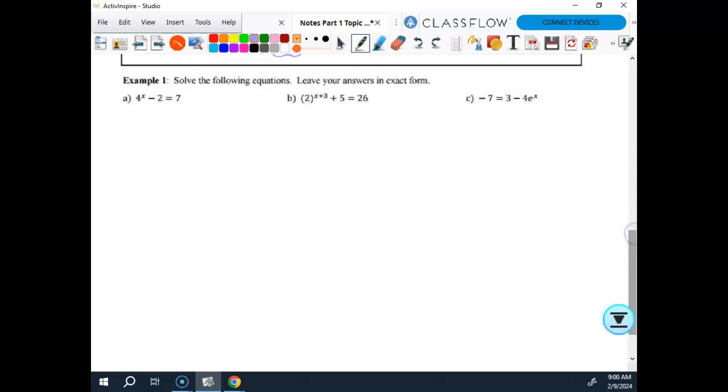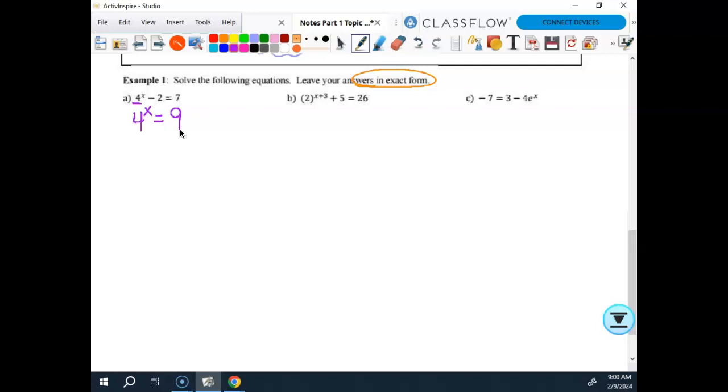All right, so let's look at what's happening here. And so this says we are going to leave this in exact form. Okay? Meaning that if I get the square root of 17, it's the square root of 17. I'm not trying to find a decimal or anything like that. Okay, so here we have an exponential, and 4 to the x power minus 2 equals 7. This is what I'm trying to isolate here. So before I do anything, I have to add 2 to both sides. So I'm going to get 4 to the x power equals 9.